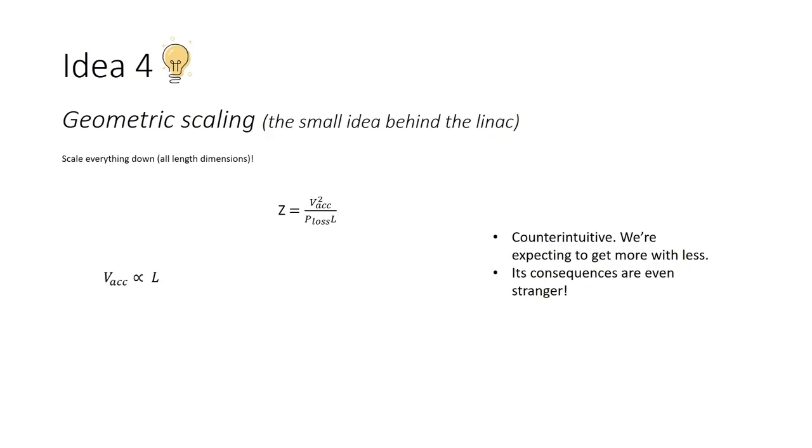Okay, let's start with accelerating voltage. You can think of that as the electric field seen by the electron beam multiplied by the length over which they see it. And therefore, you see that it's proportional to the first power of length.